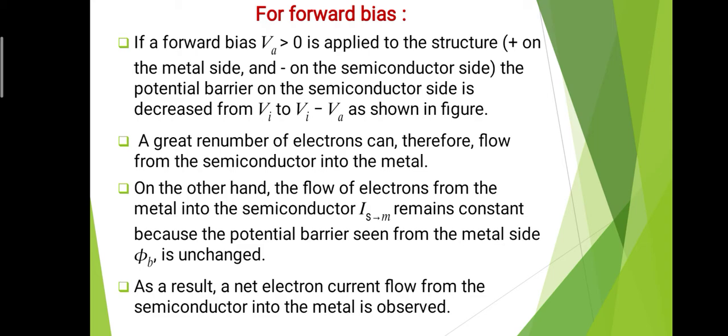If we take forward bias, then we apply positive on the metal side and negative on the semiconductor side. Due to this there is a decrease in the barrier height, and electrons can easily flow from semiconductor to metal. Due to the flow of electrons there is a current, and the generated current has the opposite direction to the flow of electrons. Here electrons go from semiconductor to metal, so the current goes from the metal to semiconductor.